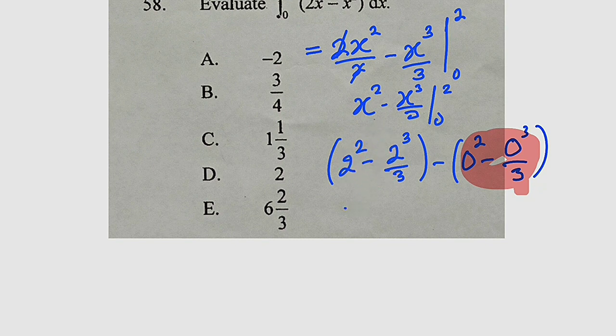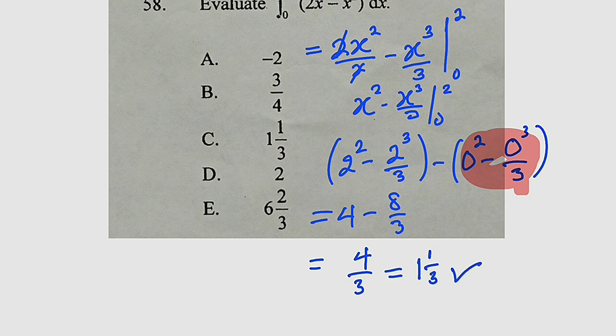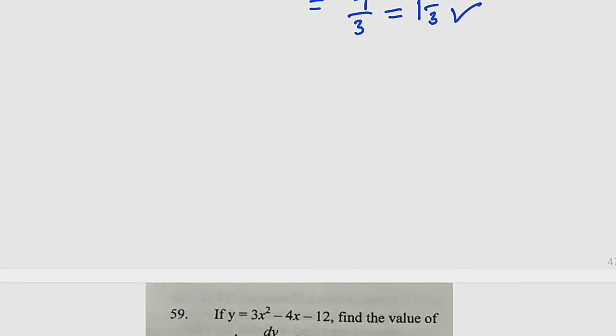So this is 2 to the power of 2 is 4 minus 2 to the power of 3 is 8 divided by 3. And this is equal to 3 times 4 is 12. And we have 12 minus 8 is 4 over 3. And we can write this as a mixed number. 3 can go into 4 one time with a remainder of 1 out of 3, which is option C. Now let us move on to question number 59.